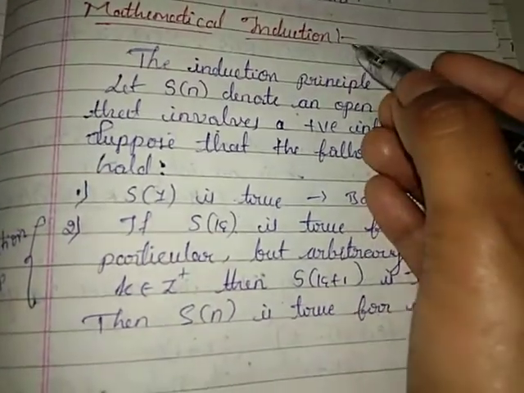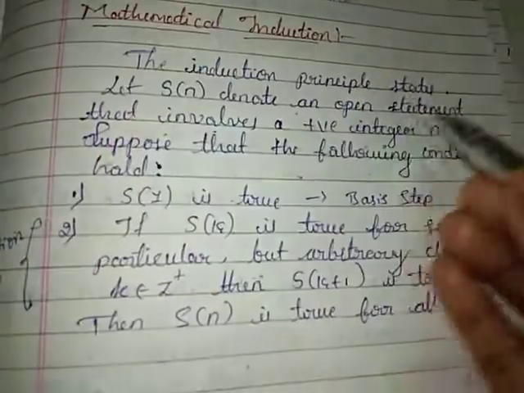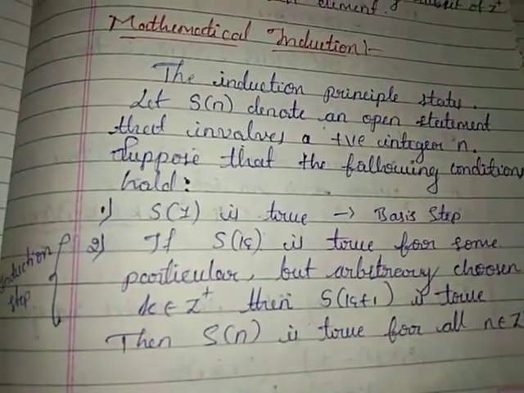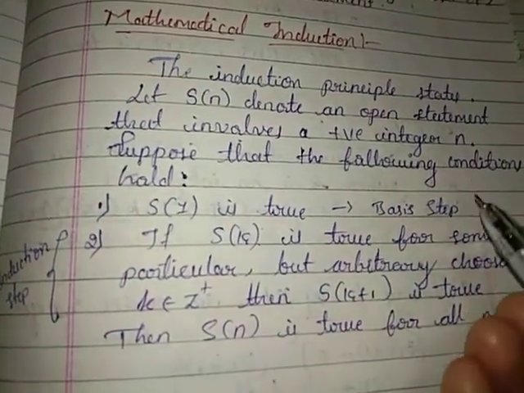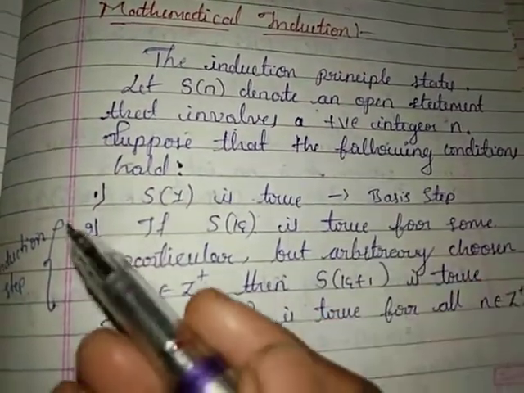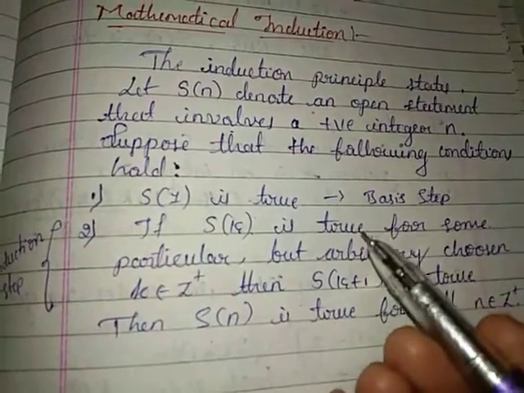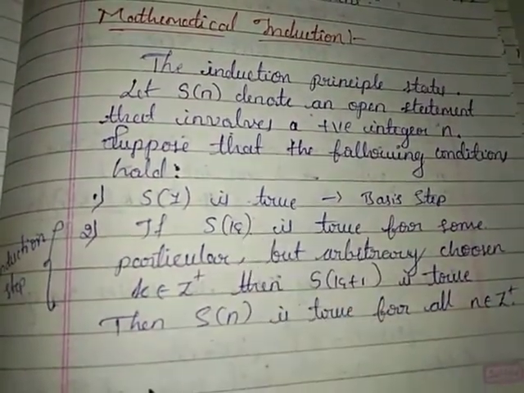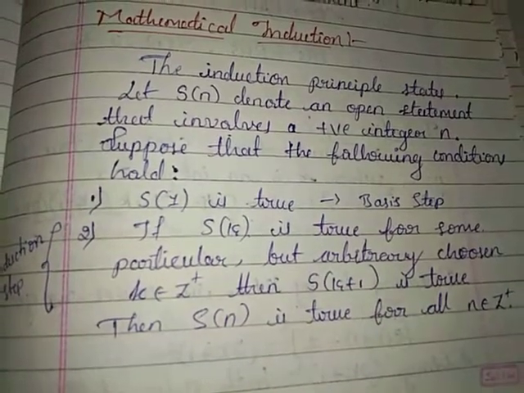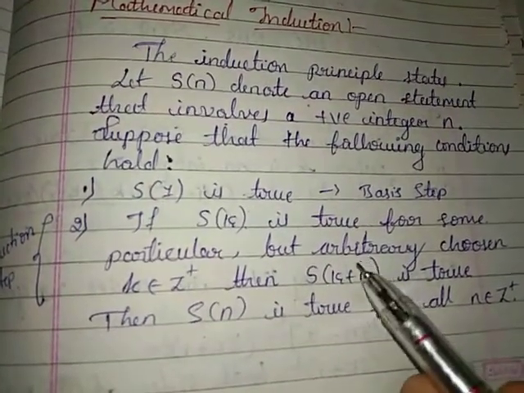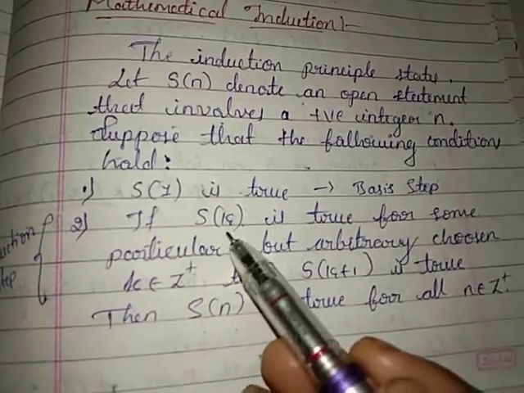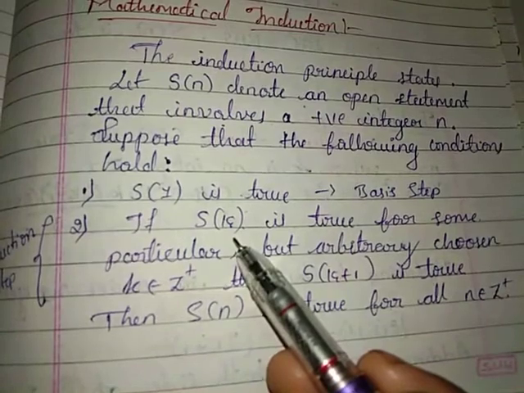So mathematical induction is nothing but proving the given statement is true by these two steps, the basis step and the induction step. Basis step means we prove that the given statement is true for n equal to 1. Induction step means we first assume the statement is true for n equal to k, and then prove that the statement is true for n equal to k plus 1.